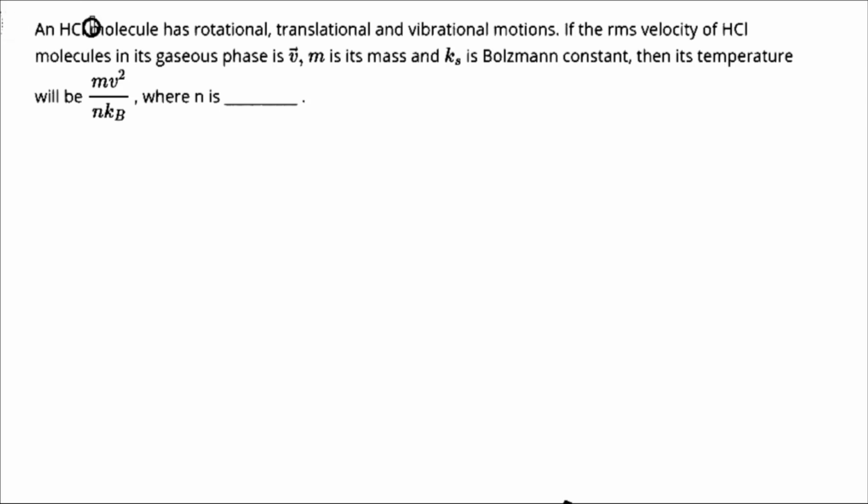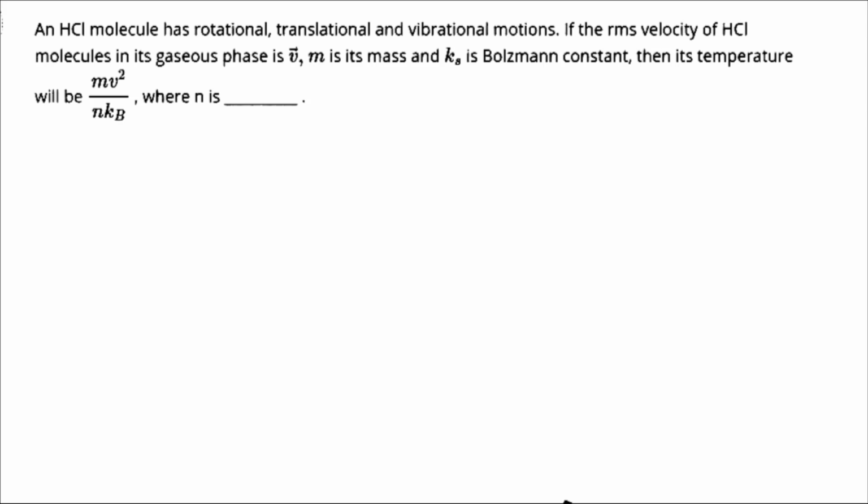Our question is: an HCl molecule has rotational, translational and vibrational motions. If the RMS velocity of an HCl molecule in its gaseous phase is V, m is the mass and Kb is the Boltzmann constant, then the temperature will be mv square divided by n Kb.